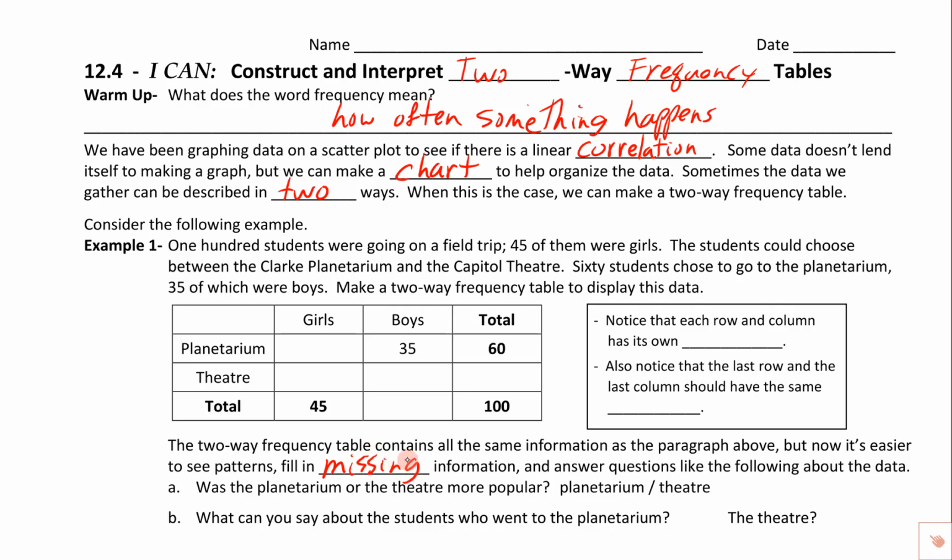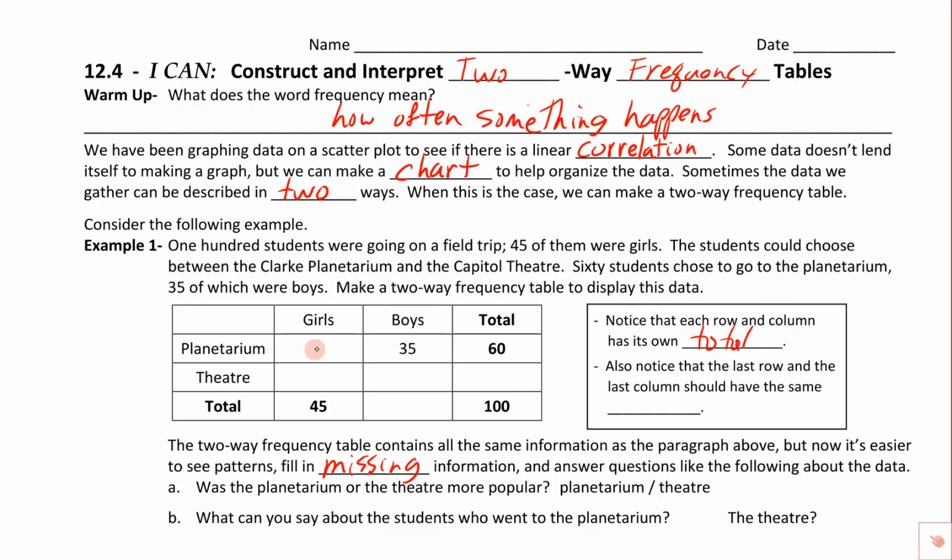We are missing some information about this table. We're missing some data about the girls at the planetarium, how many people went to the theater altogether, and that sort of thing. So we're going to go ahead and fill this information in, and then we'll answer the questions down below. So we want to take a look at this, and I'd like you to notice something. Notice that each row and each column has its own total. So we've got a total for this row. It's got its own total. So take a look here. We can use that idea to figure this out.